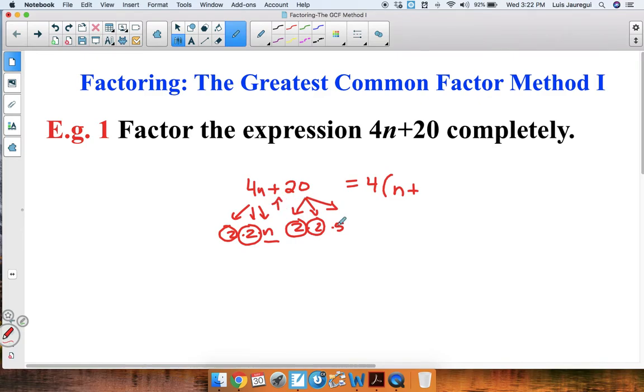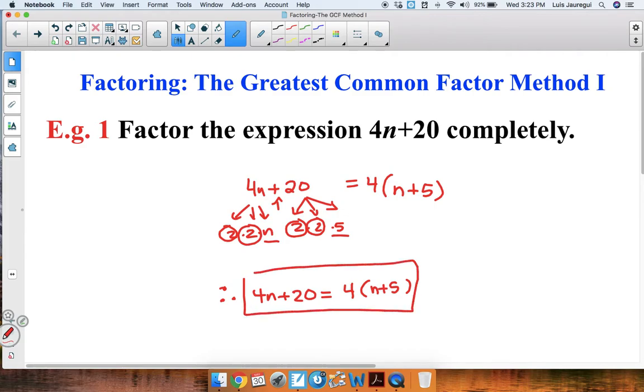plus the 5. Now notice if you were to go back and distribute the 4, you will get 4n plus 20. Why? Because 4 times n will give you the 4n, and 4 times the 5 will give you the 20. So we can say, therefore, 4n plus 20 is equal to 4 times n plus 5. And we were able to factor this one by factoring out the greatest common factor, which in this case was the 4. Let's take a look at another example.